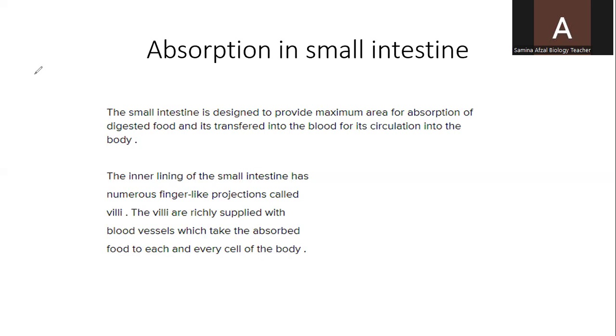Absorption takes place in the small intestine, because the structure of the small intestine is designed to provide maximum area for absorption of digested food, and it is transferred into the bloodstream for circulation into the body. The food which is digested in the small intestine is needed by the body. It has to enter the bloodstream, where it has to perform different functions in the body.